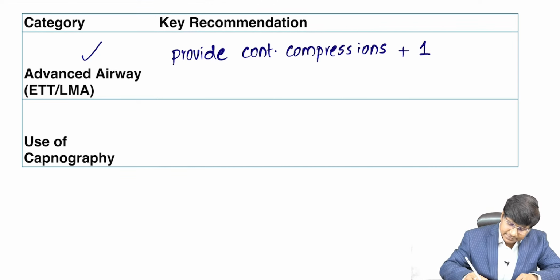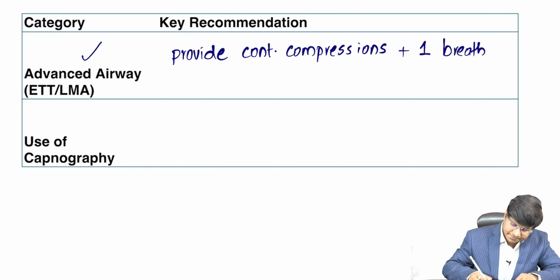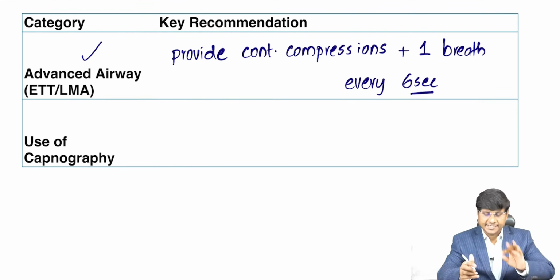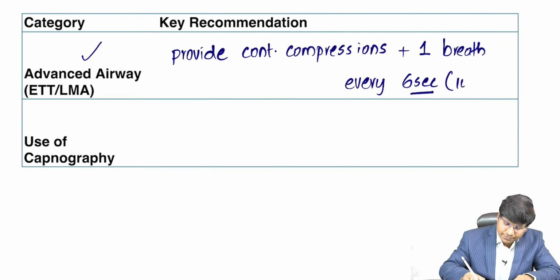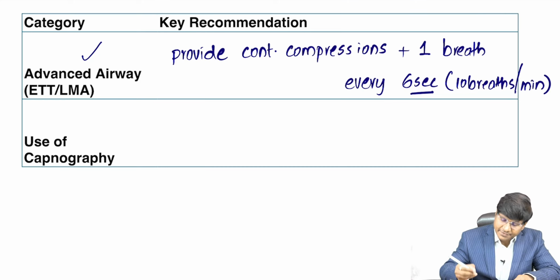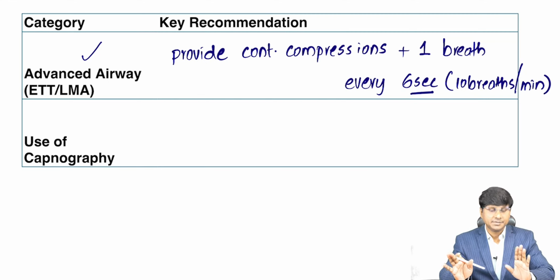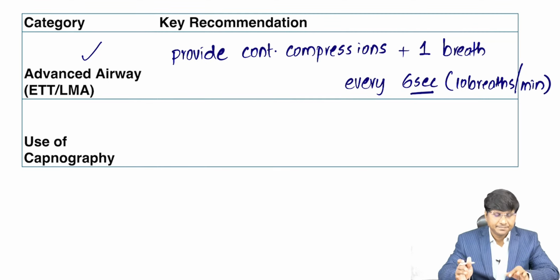Along with the continuous compressions, one breath has to be given every 6 seconds, which is equivalent to 10 breaths per minute. So this is with an advanced airway.